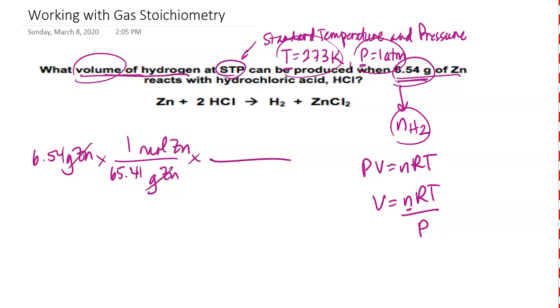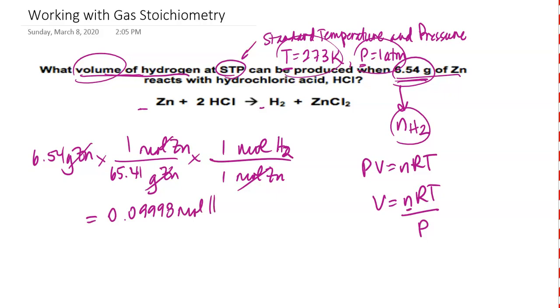All right, now I'm in units of moles, and I would have to convert those moles of zinc to moles of hydrogen gas. And so if I consult the balanced chemical equation, I see that each of those coefficients is 1, so that means I have a 1 to 1 mole ratio. So I would then just simply do the math. If I take 6.54 and divide that by 65.41, if I then multiply that through by a mole ratio of 1, I get 0.0998 moles of hydrogen gas.